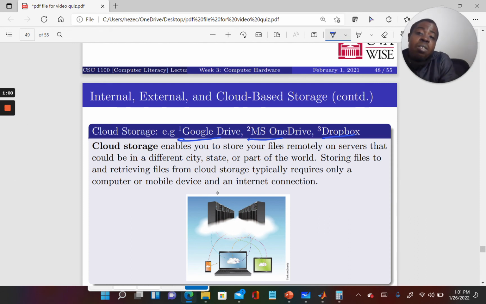For instance, cloud storage enables you to store your files remotely on its servers, on a machine. Servers are machines that could be in a different city, state, or any part of the world. Storing files on a cloud requires what? Your device and an internet connection. So if you have cloud storage only, then you must have internet access. Without internet, of course, you cannot access the cloud machine.